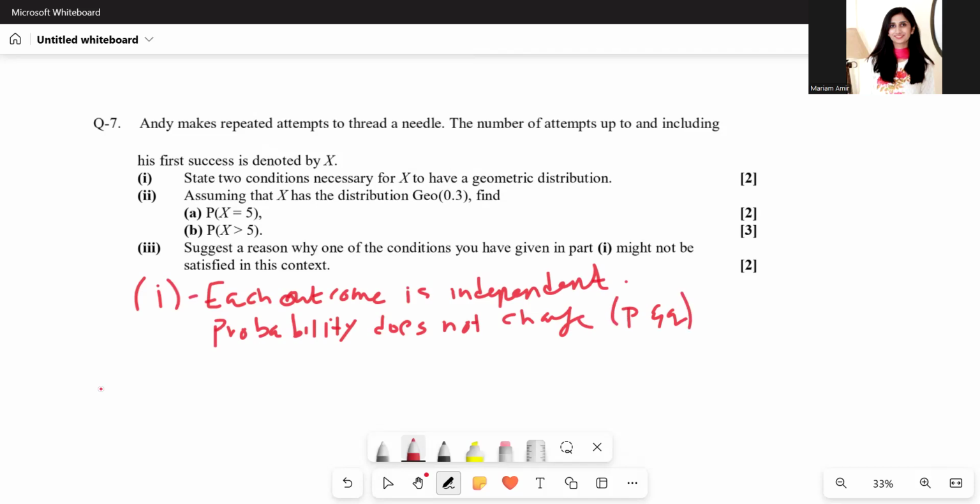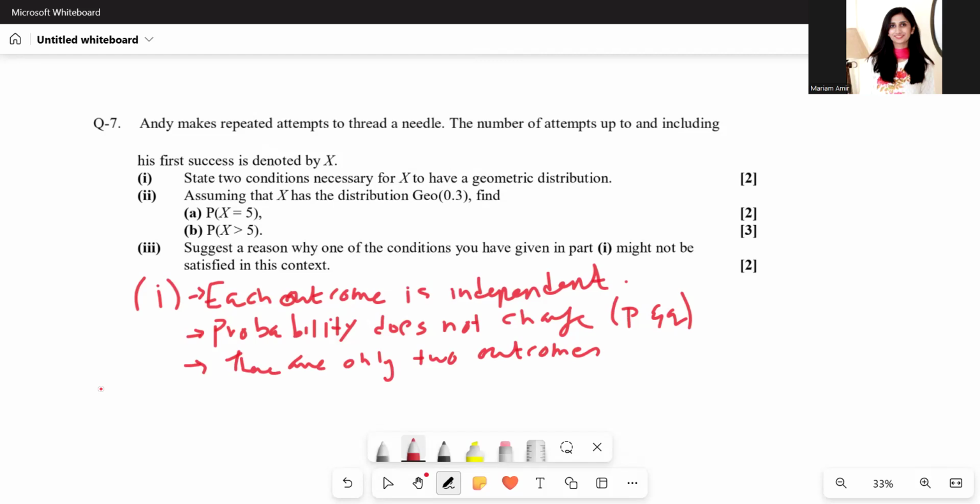And then there's another condition, that there are only 2 outcomes. That is, the thread would either go through the needle hole or it will not. Okay, so that's the answer for part 1.